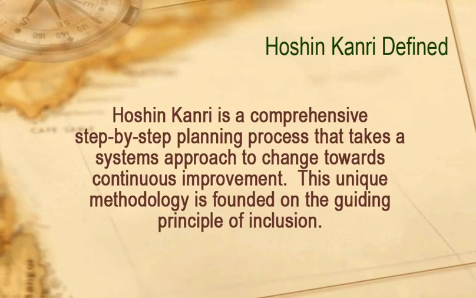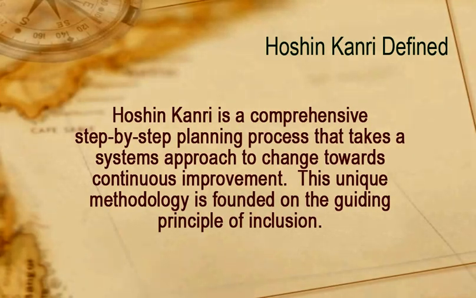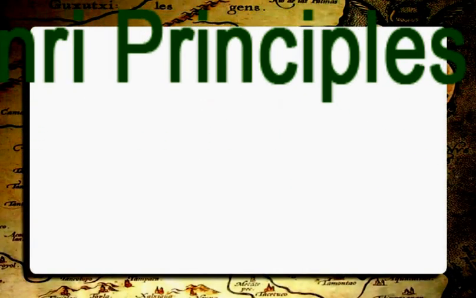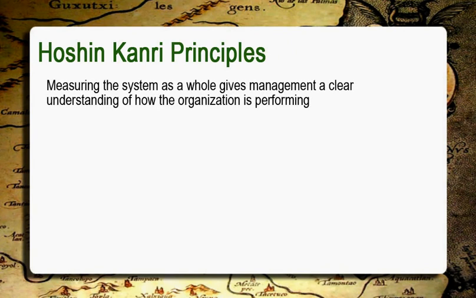Hoshin Kanri is a comprehensive step-by-step planning process that takes a systems approach towards continuous improvement. One of its guiding principles is inclusion. When everyone in an organization understands main objectives and has feedback into the process, there is a feeling of ownership and commitment. Principles that provide the foundation for Hoshin Kanri are: first, measuring the system as a whole gives management a clear understanding of how an organization is performing.